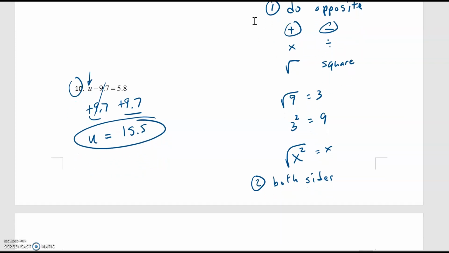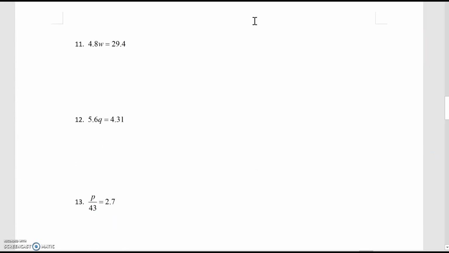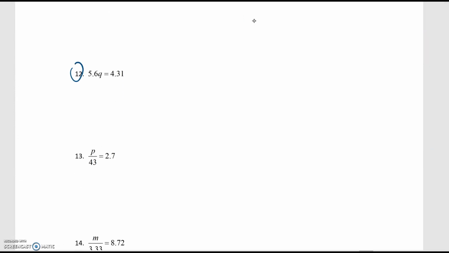Let's do another example. Let's take a look at number 12. It says 5.6 times q equals 4.31. First let's think about this for a minute. I have to multiply by a pretty small number to get the answer to be smaller. Usually when you multiply, the answers are bigger, but in this case, the answer is smaller, so probably like a 0.7, 0.8, something. But to get the answer, you just divide, because that's the opposite of multiply. So divide by 5.6, divide by 5.6.